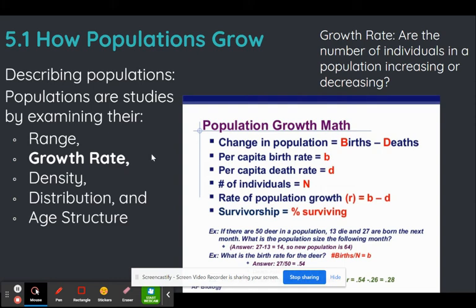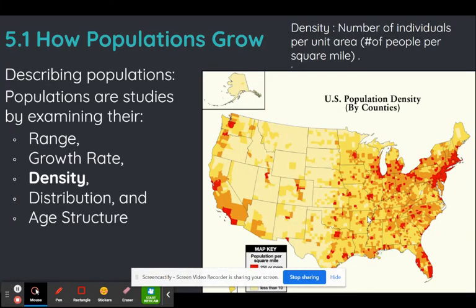Growth rate is exactly how it sounds. It's the change in the size of a population. You take the births minus the deaths. All right. So your rate of population growth is how many people are being added to the population versus how many people are leaving the population.